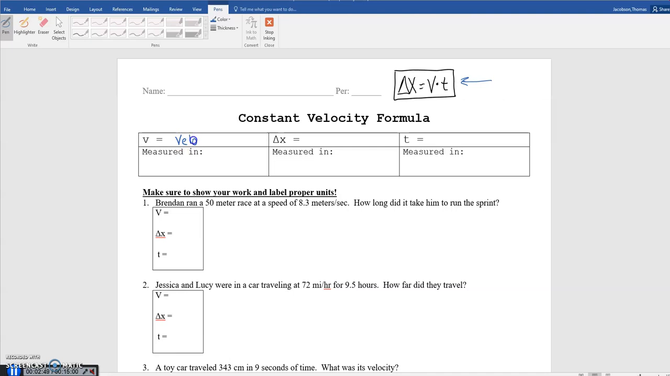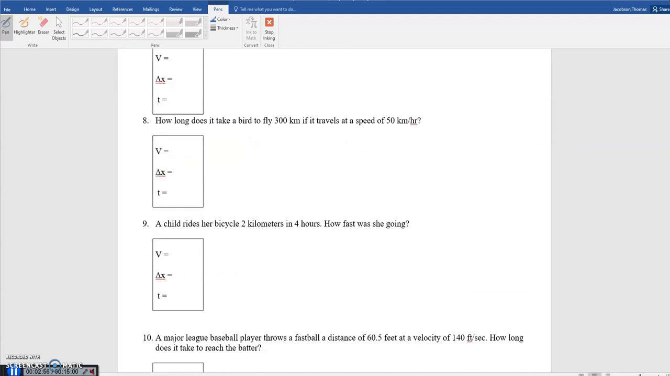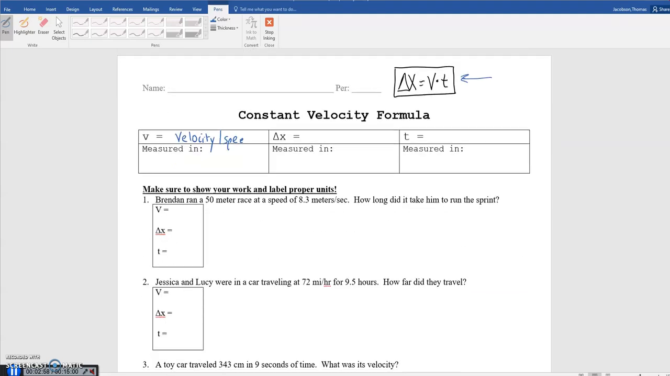So v stands for velocity or speed, and that will commonly be meters per second, miles per hour, or maybe kilometers per hour. Delta x, like I mentioned, is going to be distance, measured in meters, feet, or miles. And t is going to be time, obviously, measured in seconds, hours, sometimes minutes.